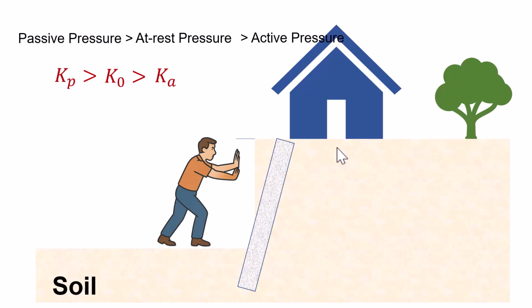Ka is associated with minimum resistance, or wall moving away, K0 reflects the natural or at-rest condition, no movement, and Kp involves maximum resistance, wall pushing into the soil. So the formulas and numerical values we use are fully consistent with our physical experience and common sense, which is always a good sanity check in geotechnical engineering.